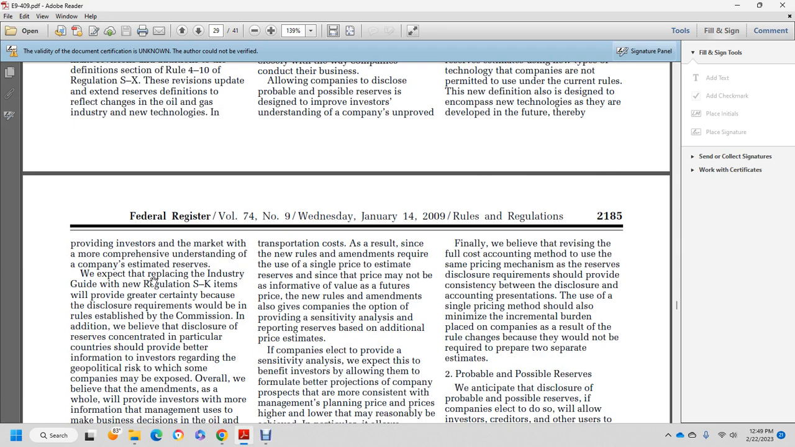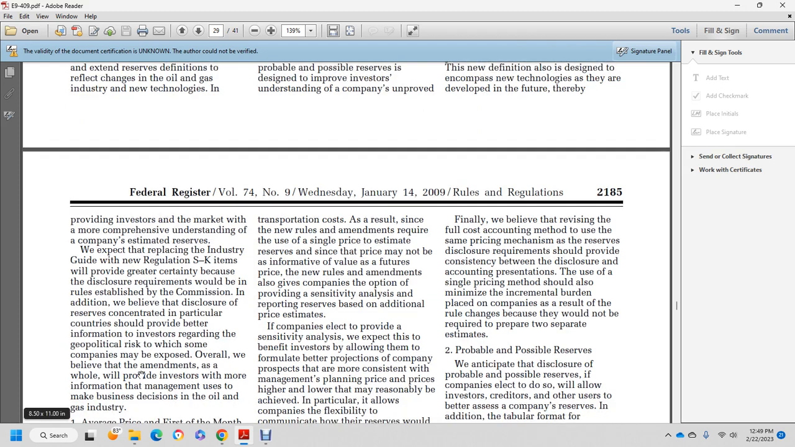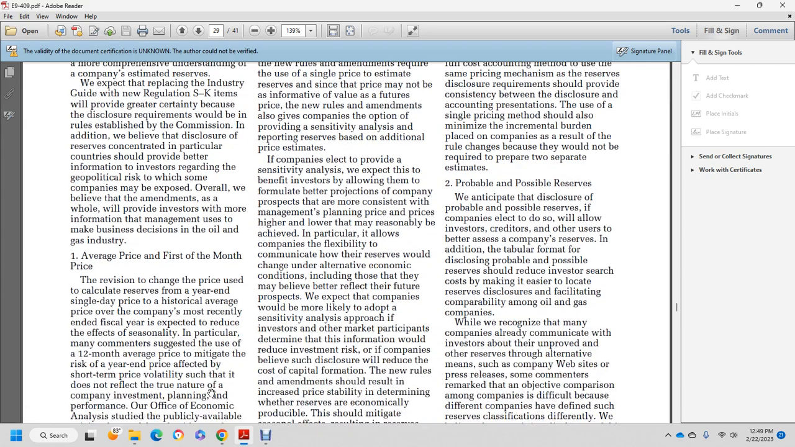We expect that replacing and guiding with Regulation S-K would provide greater certainty, covering the disclosure requirements under the rules established by the Commission. Additionally, we believe disclosure of reserves, particularly by country, provides information for investors regarding the geopolitical risk to which some companies may be exposed. We believe the amendments as a whole provide investors more of the information management uses to make business decisions in the oil and gas industry.